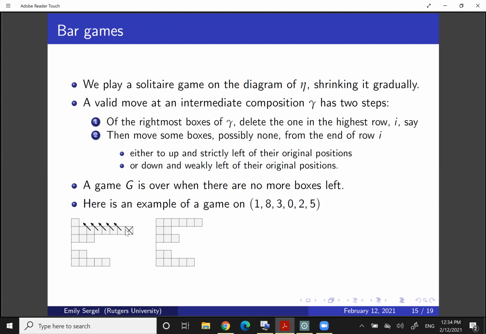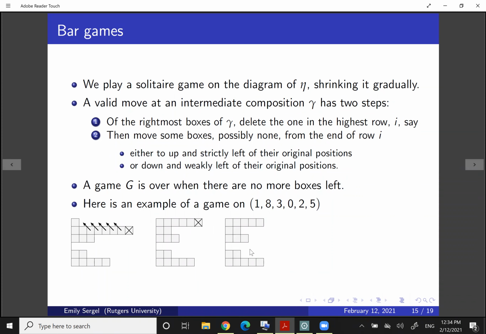Now that critical box, that rightmost box, is in row 1. So I'm going to delete it. And then I could move some of these other boxes in row 1 somewhere else, but it's optional. I can move as many of them as I want to, including none. So that's what I'll do right now. I'm just going to delete this box and not move anything.